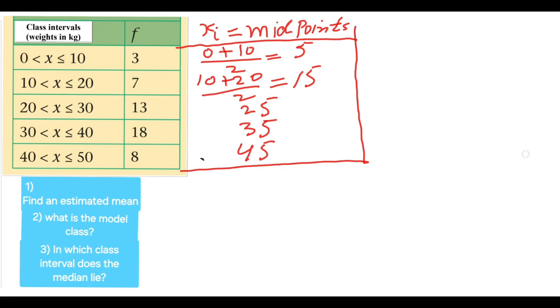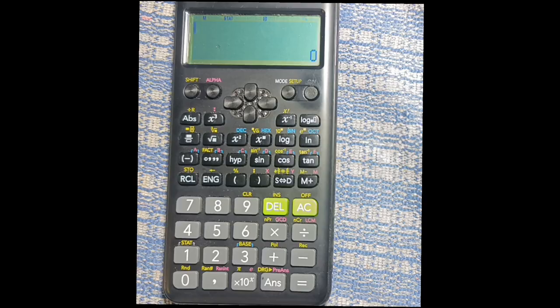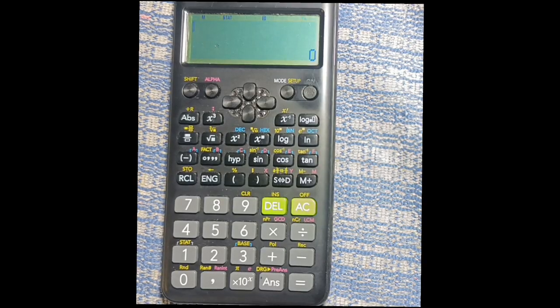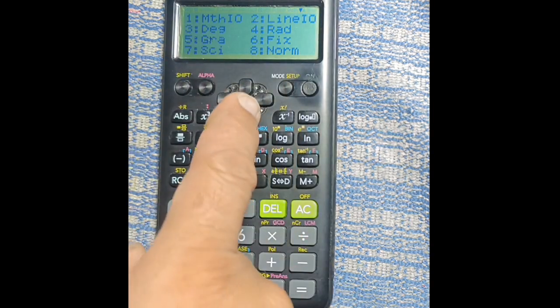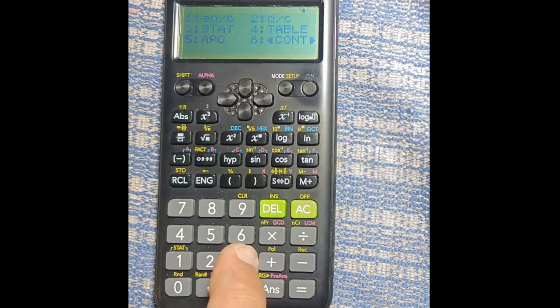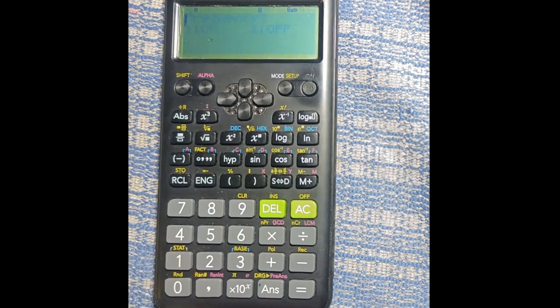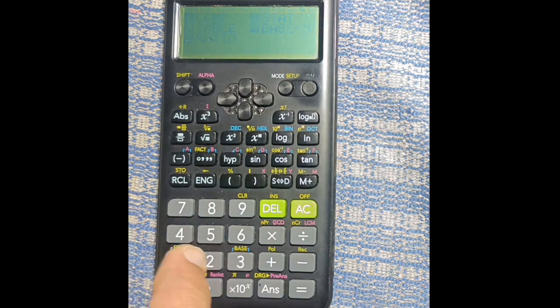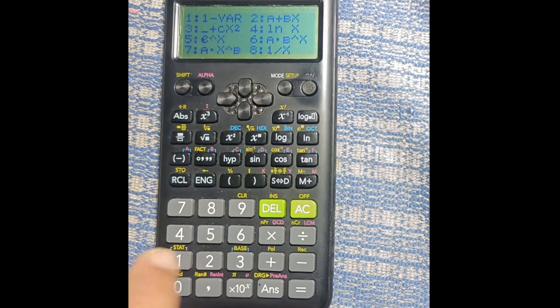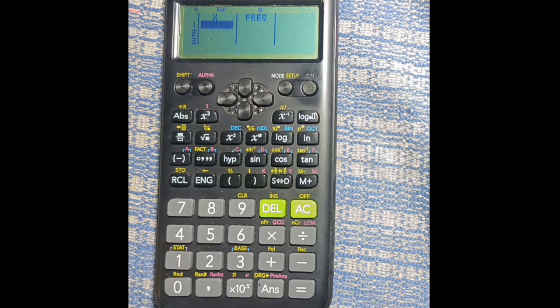Now I'm going to use the calculator to show you how to find the estimated mean for grouped data with a Casio calculator. Press shift mode, scroll down, press 3, frequency, so you press 1. Frequency is on now. Press mode again, press 2 for stat, then press 1 for variance. We got X and frequency.